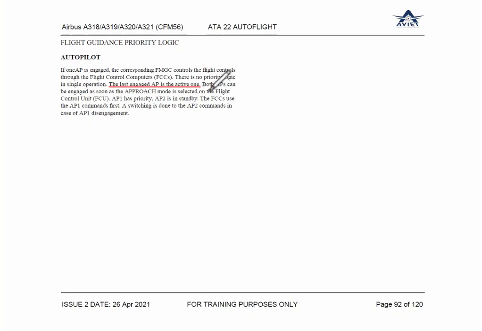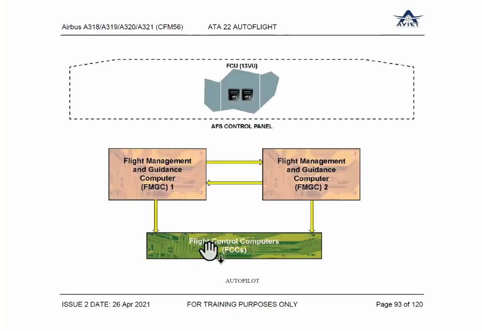Okay, you can engage both autopilots, which I have already discussed. You can engage both autopilots as soon as approach mode is selected on the flight control unit. AP1 is priority, AP2 is standby, and the flight control computer will use the AP1 command. As simple as that. So these are the AP1, AP2 buttons. FMGC1, FMGC2, and they communicate with each other. The flight control computer will get the command from the master.